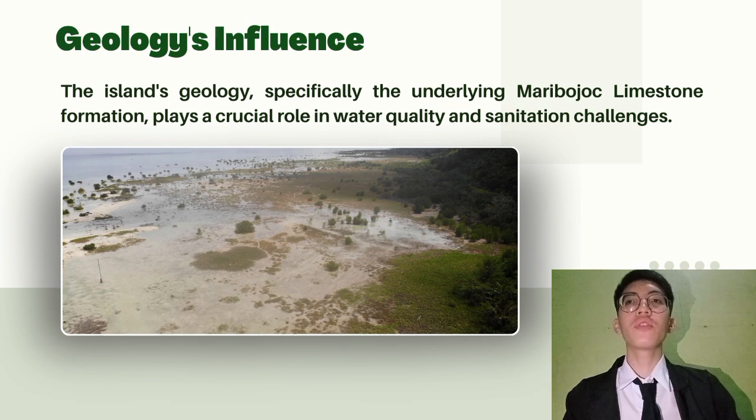Now, let's proceed to geology's influence. The Maribojoc Limestone Formation, which underlies the island, is a porous rock type that readily absorbs water. This porosity can lead to groundwater contamination, as pollutants can easily seep through the limestone and contaminate the water supply. Additionally, the limestone's susceptibility to erosion can contribute to water quality issues, as erosion can release sediments and other contaminants into the water source.